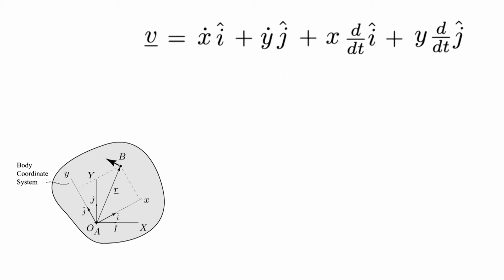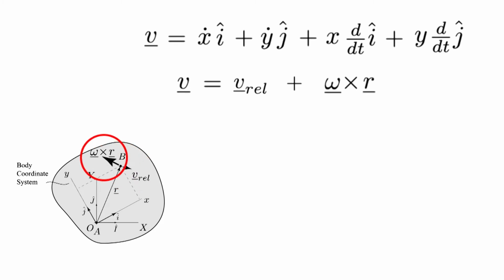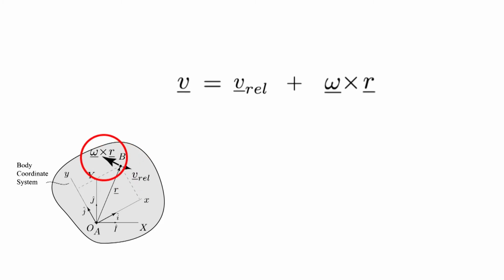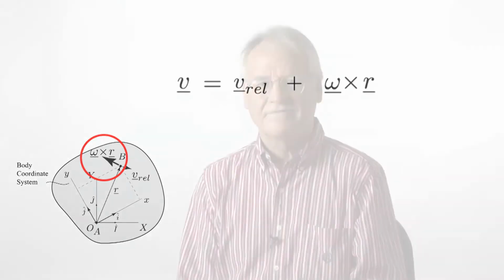So, the velocity of the point with respect to the fixed coordinate system consists of two components. V_rel, the contribution from the point's motion with respect to the body coordinate system, and omega cross r, the contribution from the rotation of the rigid body. All right, so there you go.